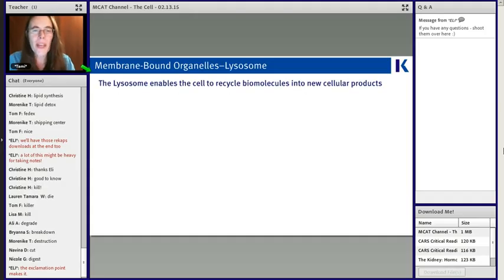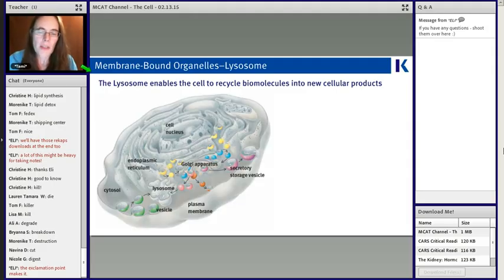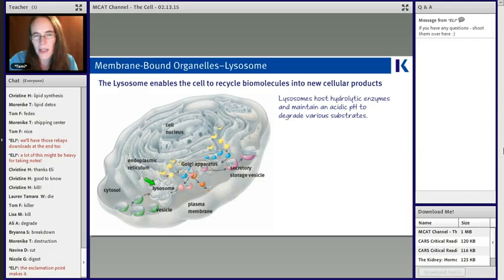So the lysosome enables the cell itself to recycle biomolecules within that cell into new cellular products or to kill things. Here's a great picture of the lysosome. To kill or degrade or destroy, they have to have some sort of hydrolytic enzymes inside them. We have to protect the rest of the cell from that because we don't want to be hydrolyzing things within the cell that we actually need.